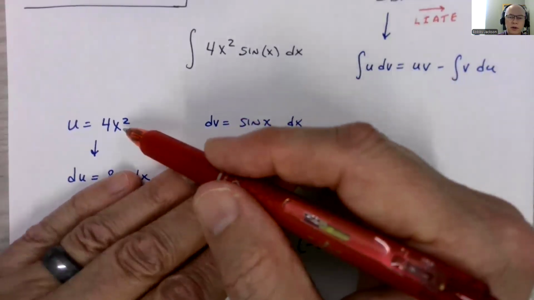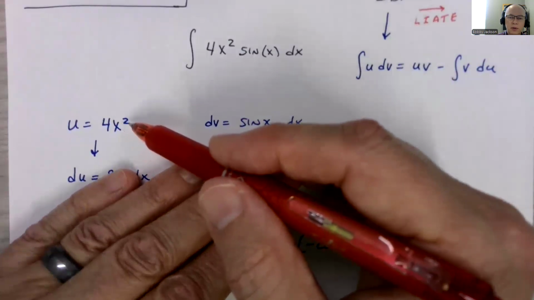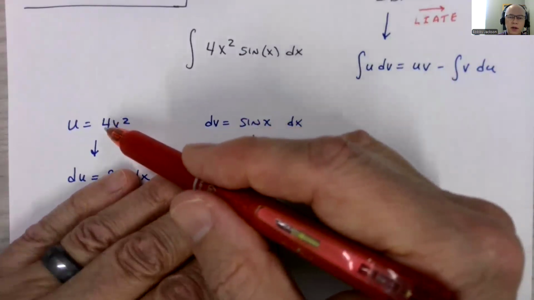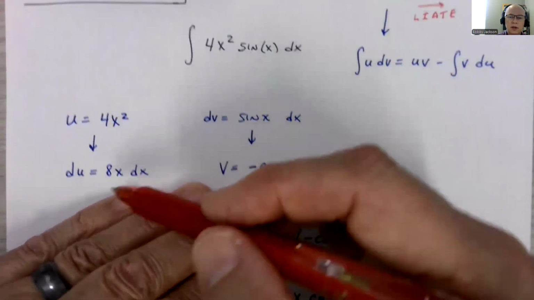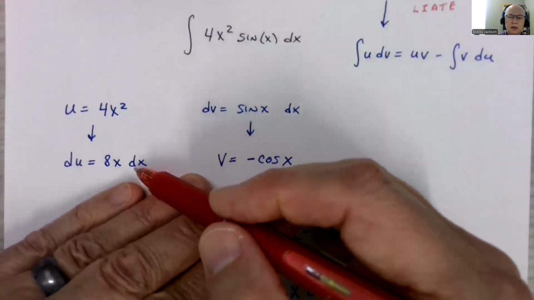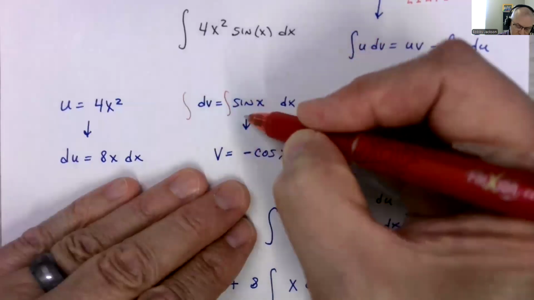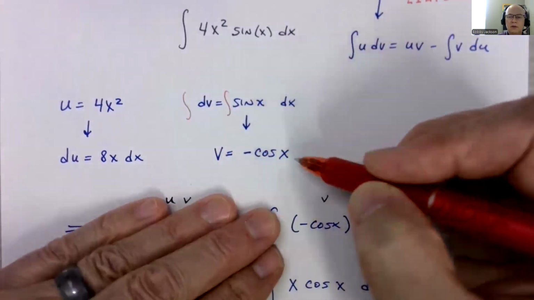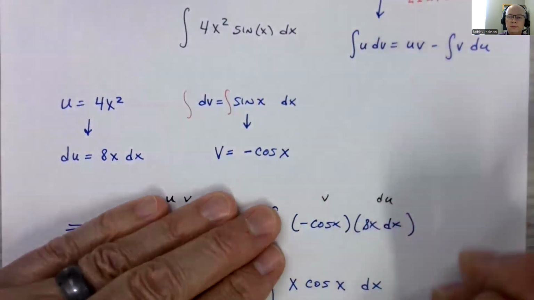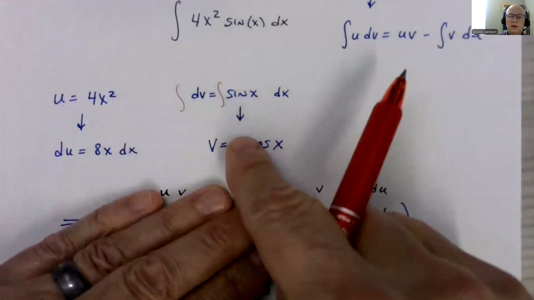Here we take the derivative. Now be careful, not integrating, taking the derivative. The derivative brings the 2 down, 8x to the negative 1, so I get du is 8x dx. Here I integrate both sides, and the integral of sine of x is negative cosine of x. All right, so I've got my u, my v, and my du.